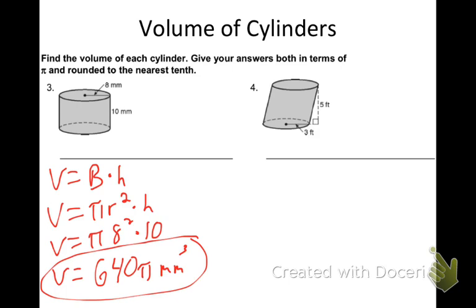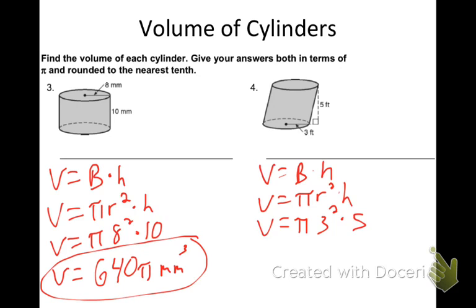Number 4. Same thing on 4 here. I'm going to find the volume. Volume is the area of the base times the height. To find the area of the base, it's pi r squared times the height. Well, what's my radius here, Ryan? So it's pi 3 squared times what's the height? 5.